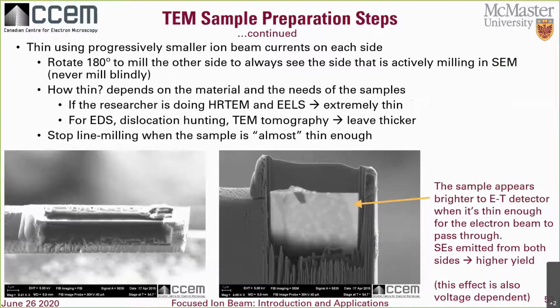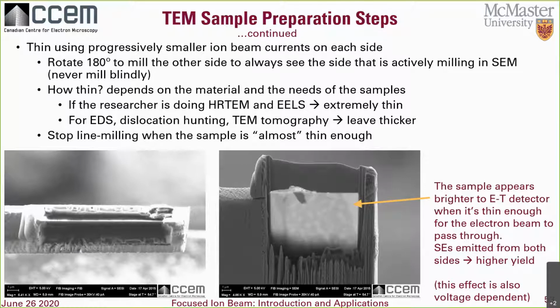Okay, the thinning is done using progressively smaller ion beam currents and applied to both sides. The stage is rotated 180 degrees when switching sides so that I can always see the side that I'm actively milling in SEM. Never mill blindly. How far to push the thinning depends on the material and the needs of the sample.